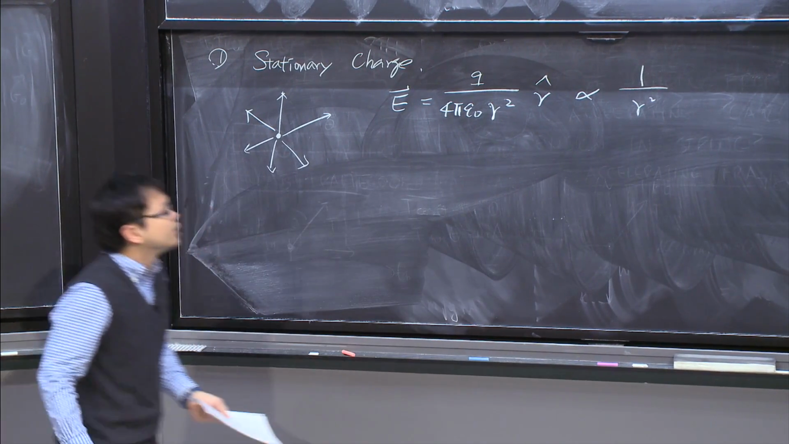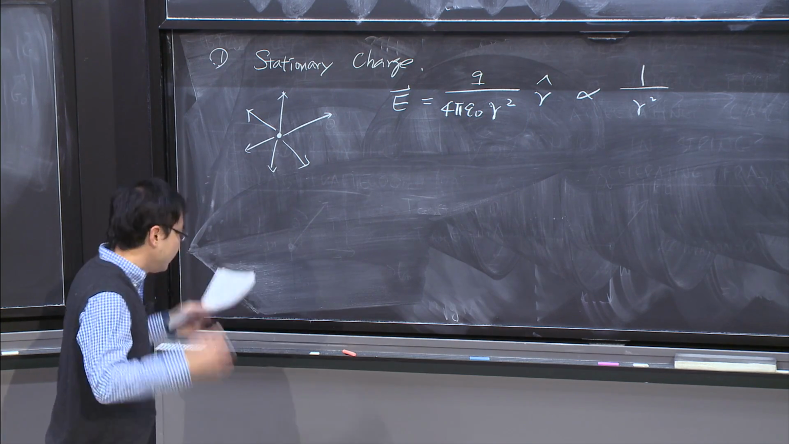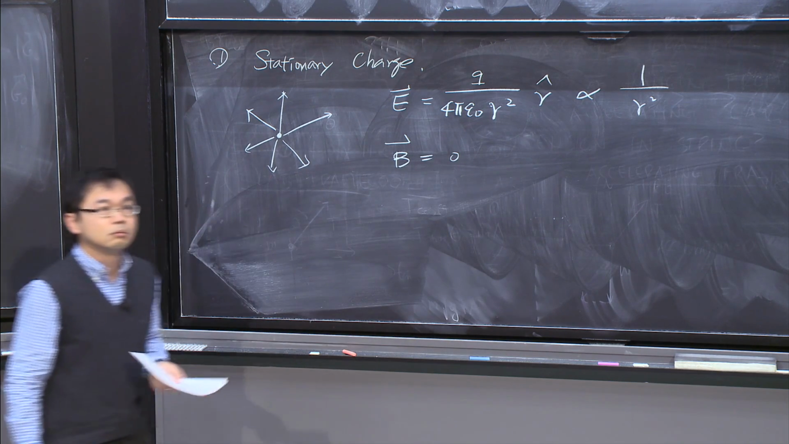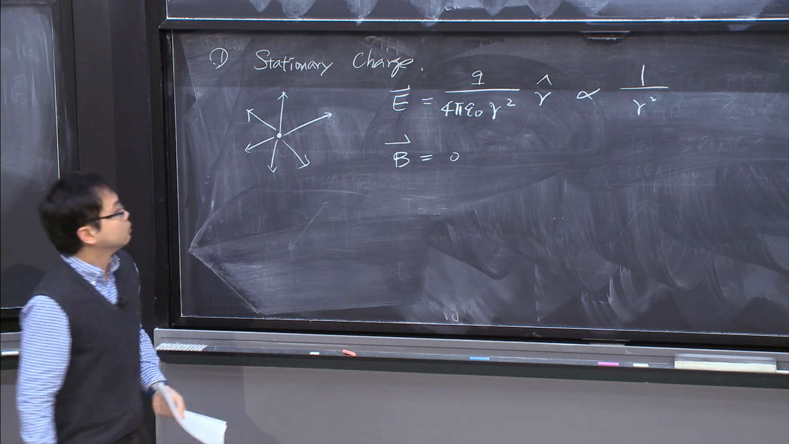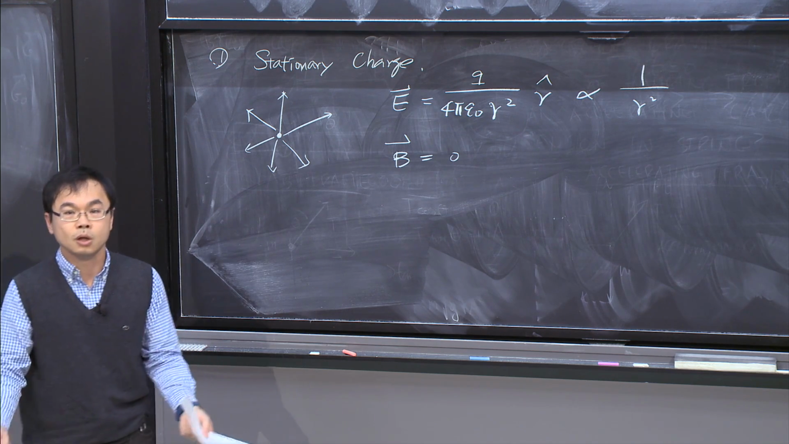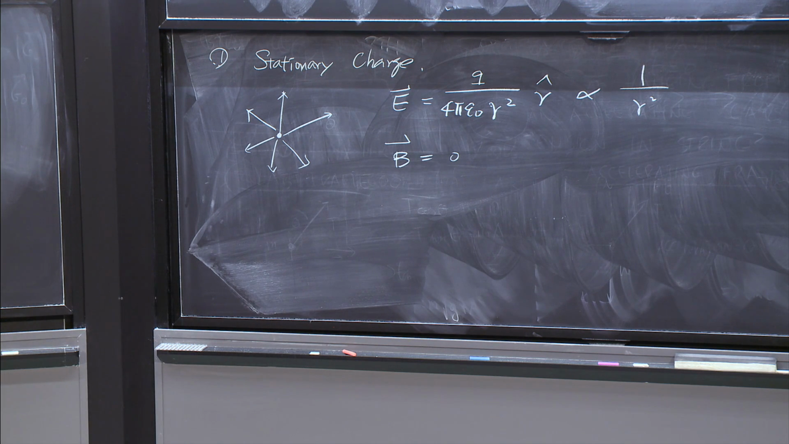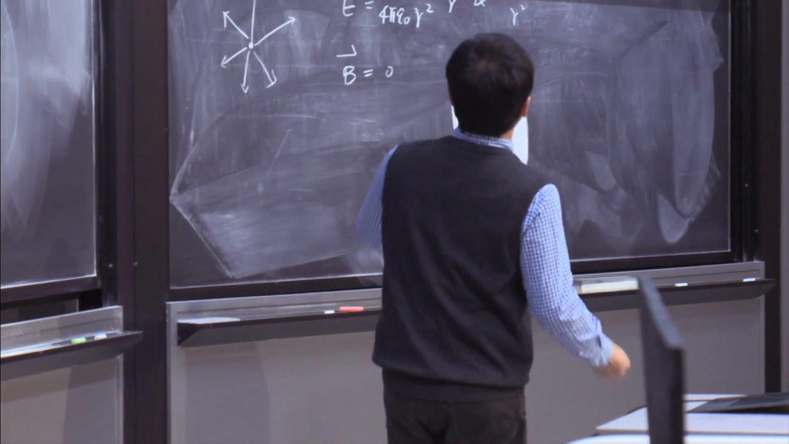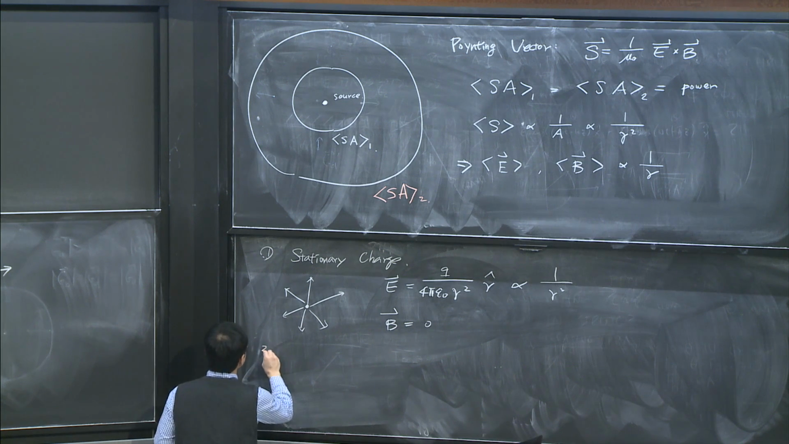Okay? It's already not very good news, right? Because it's proportional to 1 over r squared. And the magnetic field is 0, right? If we have something times 0, it's 0. Then there will be no energy transfer if you have a stationary charge just sitting there. Okay, so apparently this is not a good way to create an electromagnetic wave, right? Based on our argument, the Poynting vector is equal to 0.